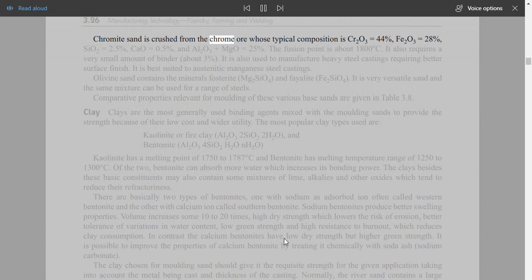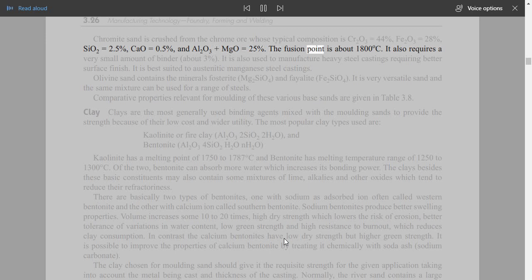Chromite sand is crushed from the chrome ore, whose typical composition is Cr2O3 equals 44%, Fe2O3 equals 28%, SiO2 equals 2.5%, CaO equals 0.5%, and Al2O3 plus MgO equals 25%. The fusion point is about 1800 degrees Celsius. It also requires a very small amount of binder, about 3%.